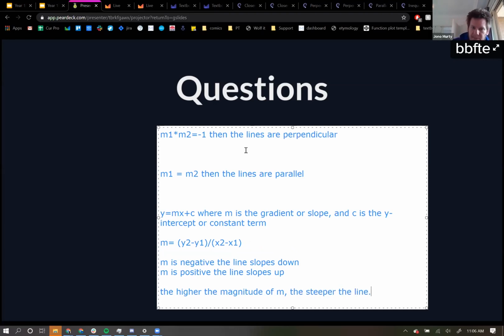The higher the magnitude of m, the steeper the line. If you remember these five or six things, you'll be able to do any question involving perpendicular or parallel lines. You'll get a lot of perpendicular questions like the parallel one we looked at. So a line passes through the point 3, 6 and is perpendicular to the line y equals 7x, for instance.